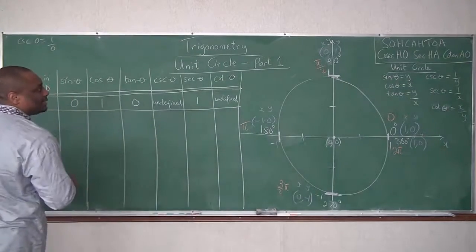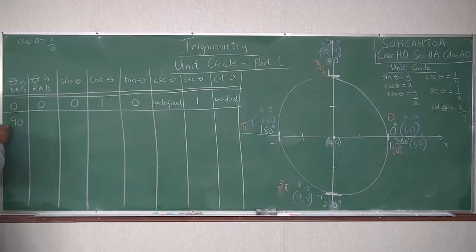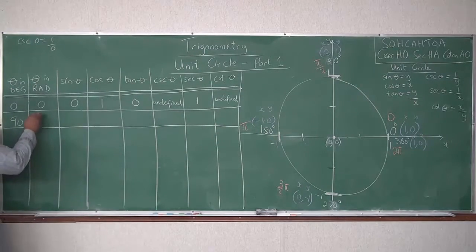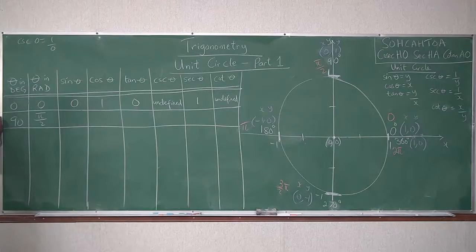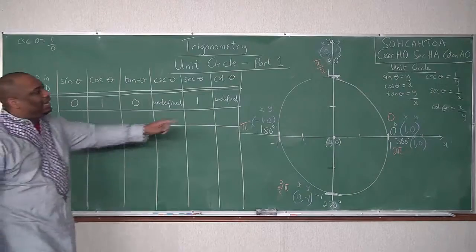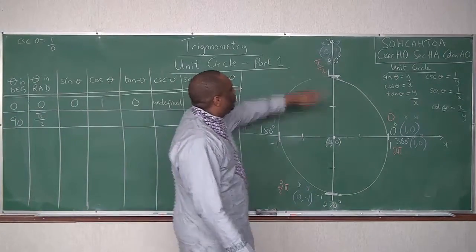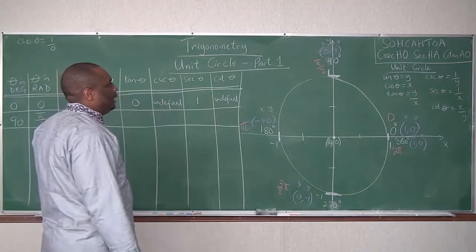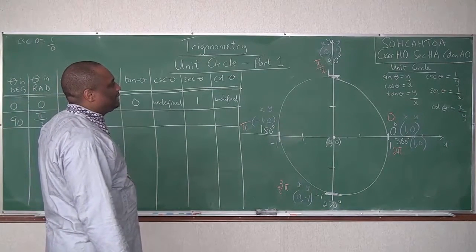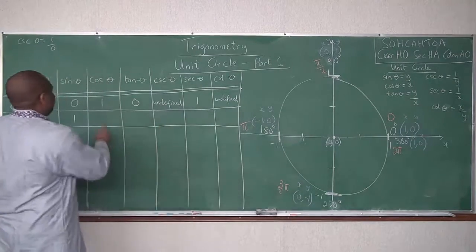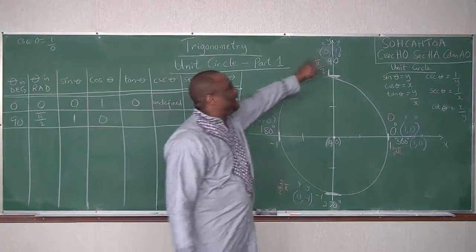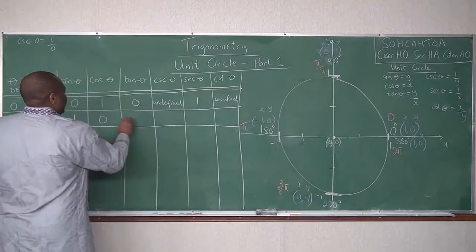Now the next one we do is 90 degrees. What is 90 degrees? It is pi over 2 radians. Sine 90 is y, which is 1. Cos 90 is x, which is 0. Tan 90 is 1 divided by 0, which is undefined.